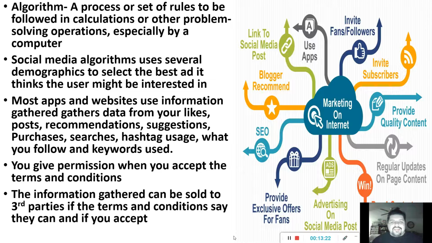All right, so now here's the thing that you guys have heard me talk about. You may have heard it on the news, in articles, but it's about algorithms. Algorithms are a process or a set of rules to be followed in a calculation or other problem-solving operations, especially by a computer. They're problem-solving, and in this case, when it comes to marketing, it's how to get you to buy something. So social media algorithms use several demographics to select the best ad it thinks that you, the user, might be interested in. Okay.